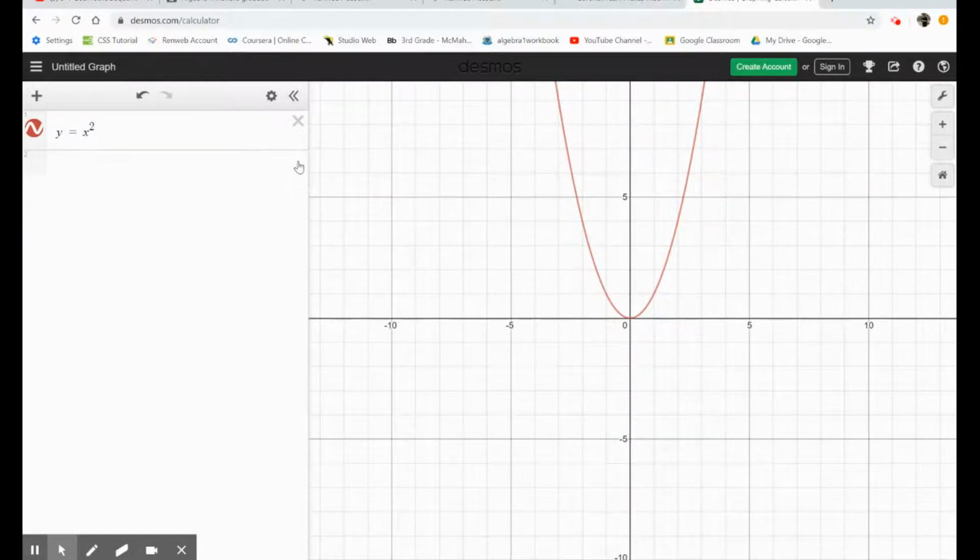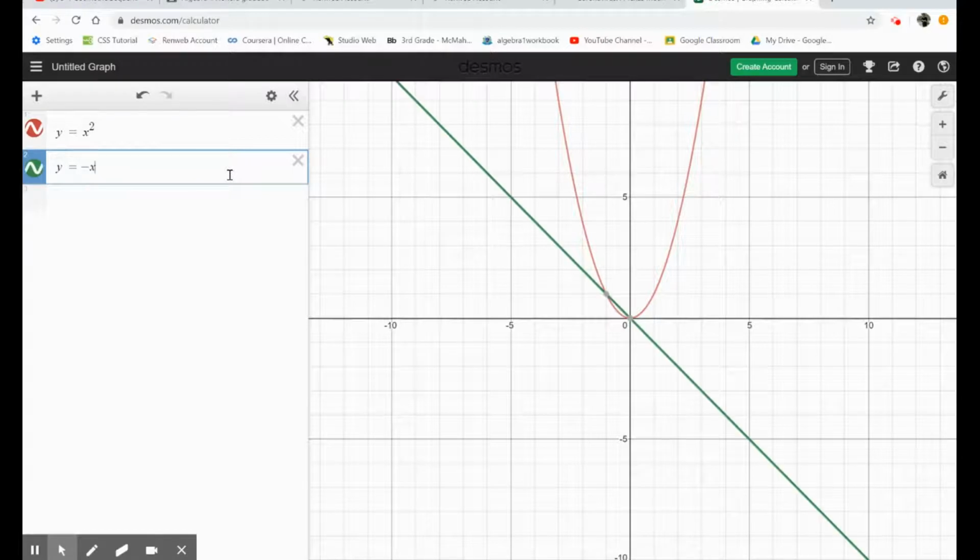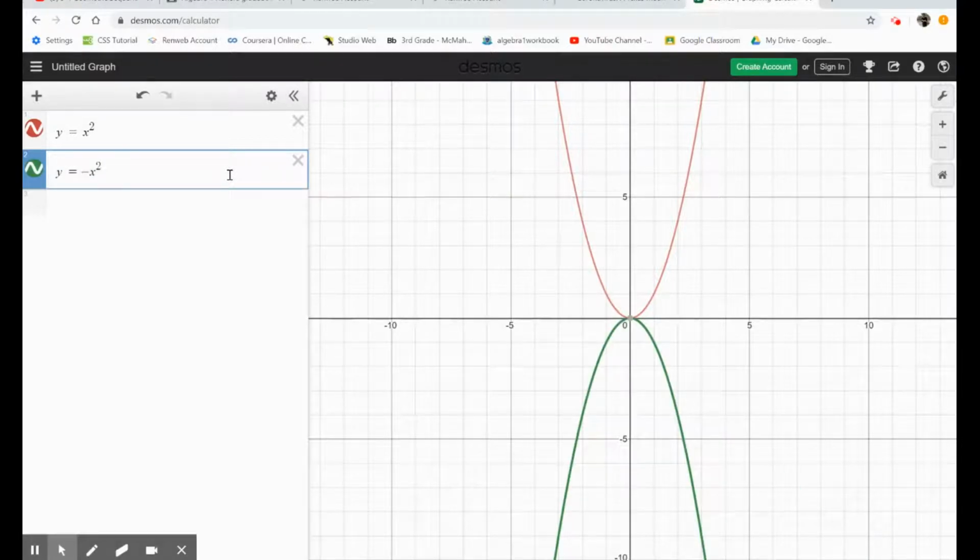Now let's see what else we have here. Let me do a reflection now. What if we have a negative graph? What would happen? Right now the graphs are positive x squareds and they open up. Let's make it negative. y equals negative x squared. And now the graph is opening down.